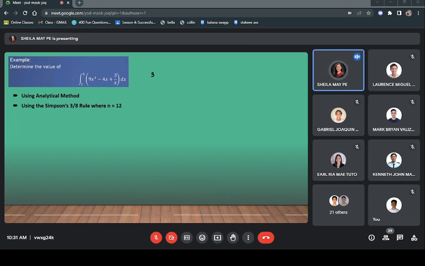We have the formula of 3h over 8. Okay, y0 plus 3 times the summation of our yi, these are the in-between bases, from 1 to n minus 1, and minus the summation of our y3i, where i is equal to 1 to n over 3 minus 1, because that's the multiples of 3. And don't forget the yn, the right outermost base.